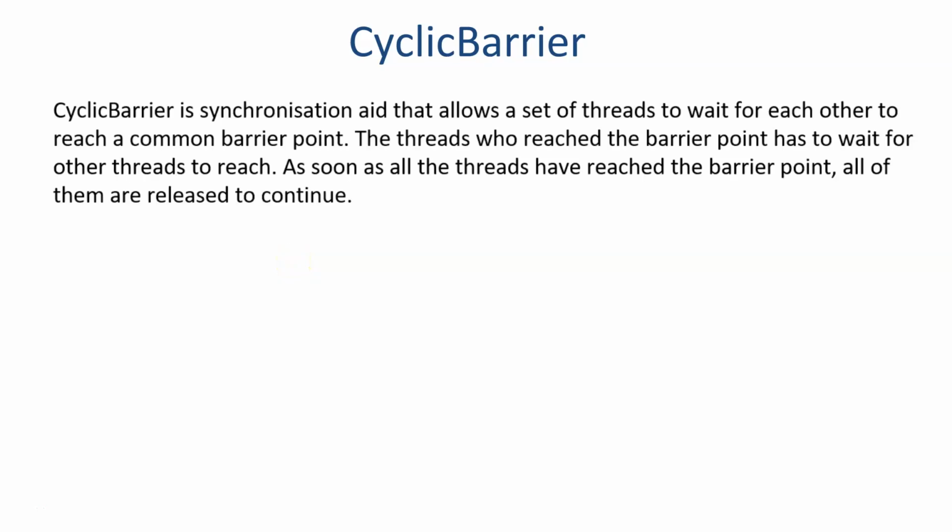In this video, we'll look at Java Cyclic Barrier. Cyclic Barrier is a synchronization aid that allows a set of threads to wait for each other to reach a common barrier point. The threads that reach the barrier point have to wait for the other threads to reach it. As soon as all the threads have reached the barrier point, all of them are released to continue.